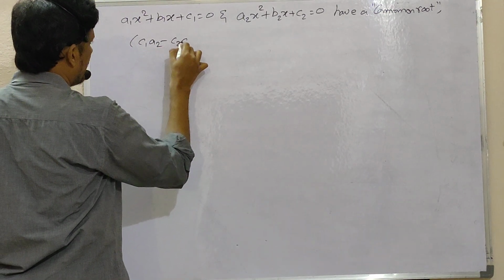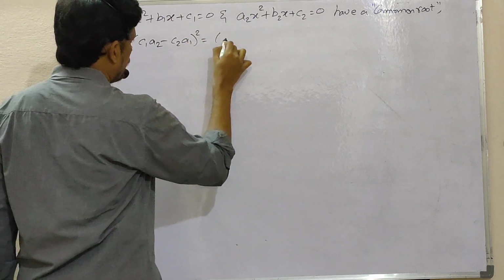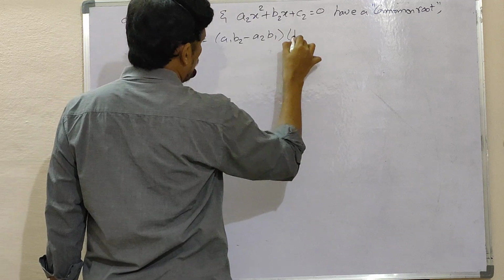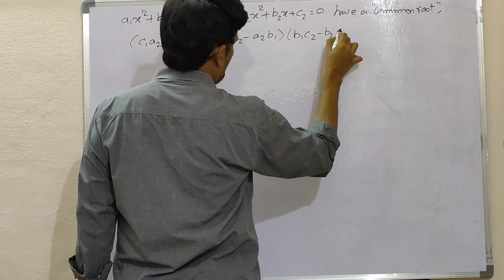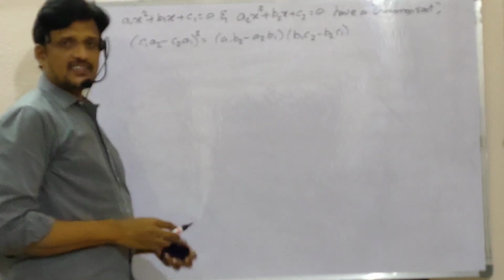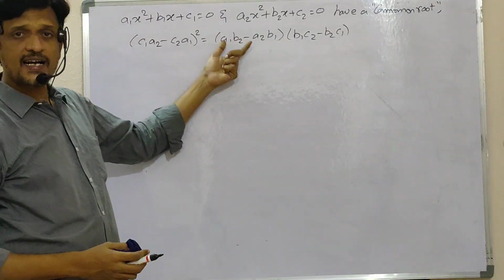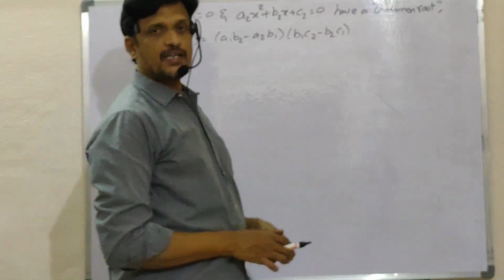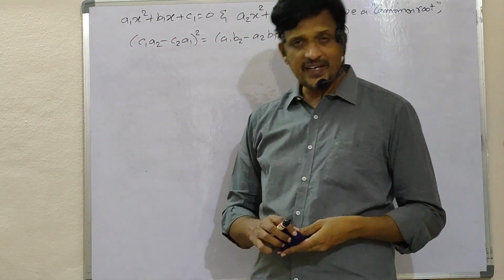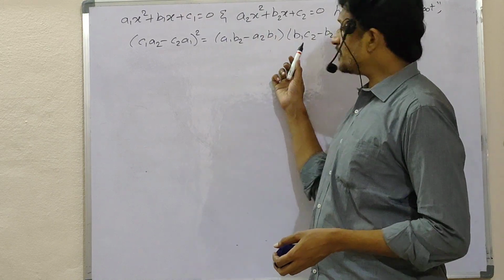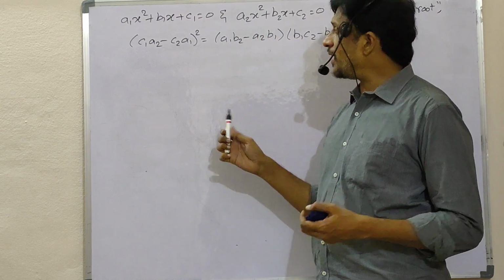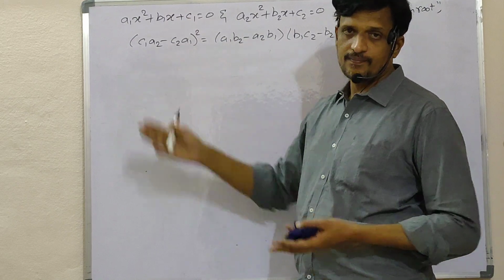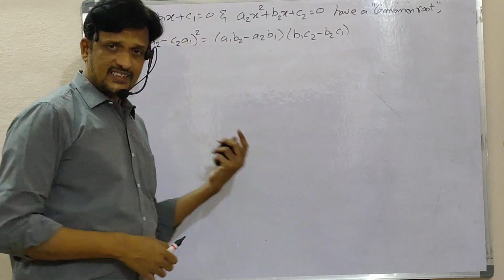c1a2 minus c2a1 whole square is equal to (a1b2 minus a2b1) into (b1c2 minus b2c1). So the necessary and sufficient condition for the given two quadratic equations to have a common root is (c1a2 minus c2a1) whole square equal to (a1b2 minus a2b1) into (b1c2 minus b2c1). You can remember it like this: here a and b, and b and c, consecutive terms you are getting; here a and c you are getting. Okay, so the proof we'll discuss later.